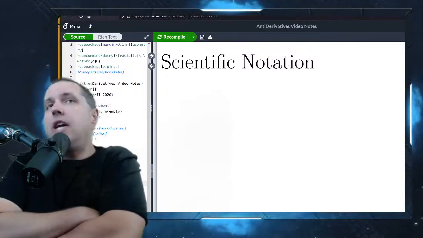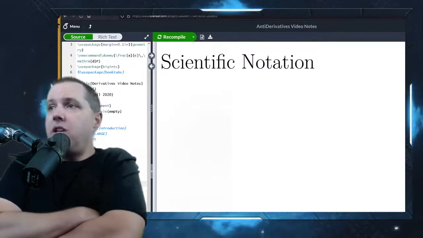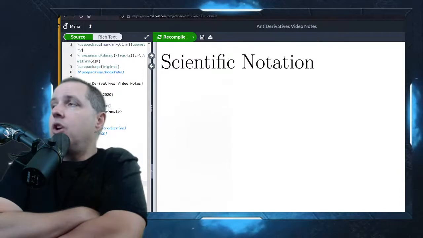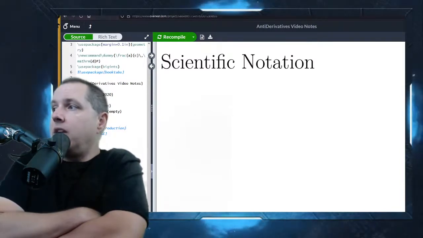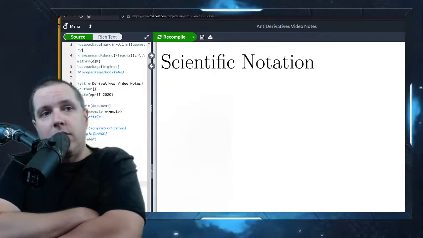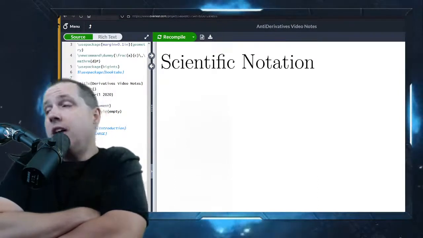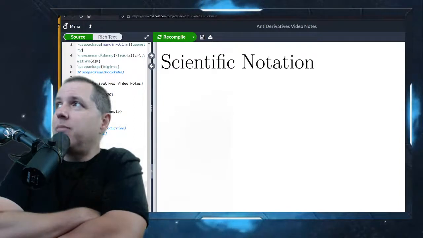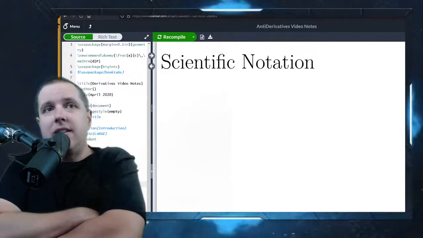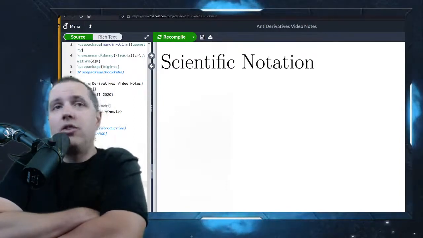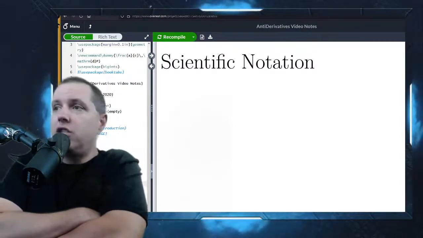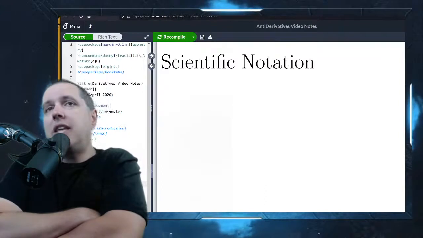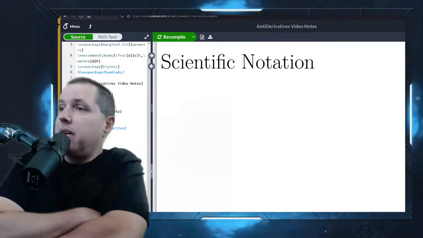Scientific notation is a more convenient way of representing numbers when you're dealing with really, really, really big numbers or really, really, really small numbers. They call it scientific notation because it usually comes up in science of some type, right? You're doing research or taking classes in chemistry, biology, physics, stuff like that. You can end up with really, really big numbers.